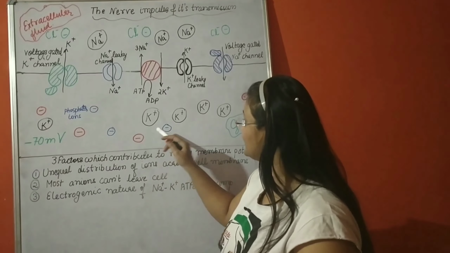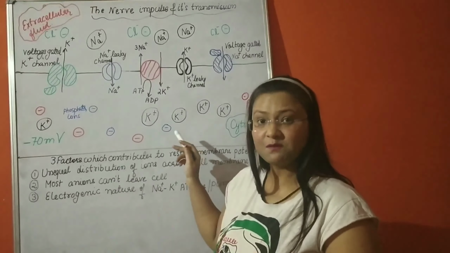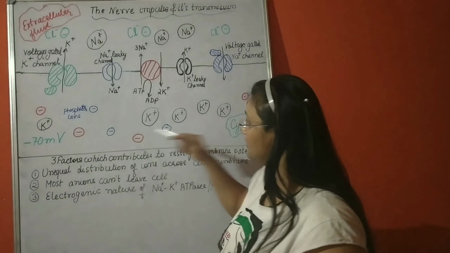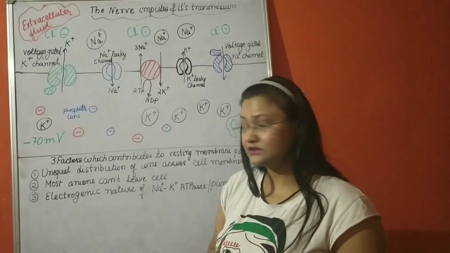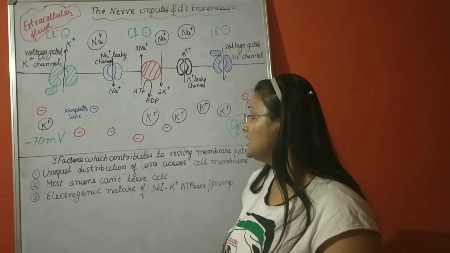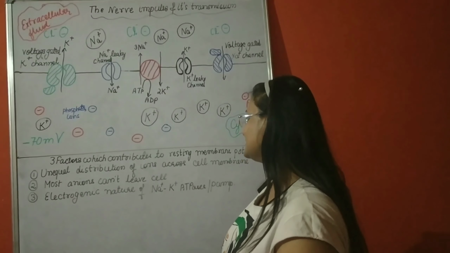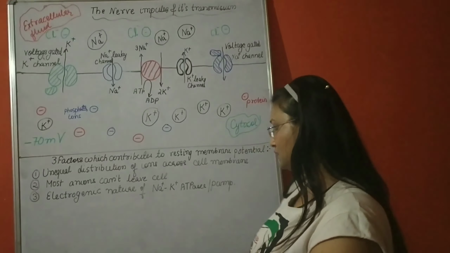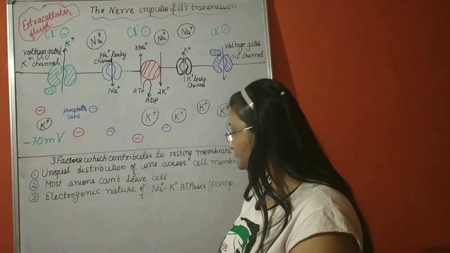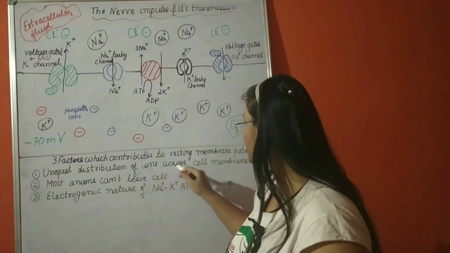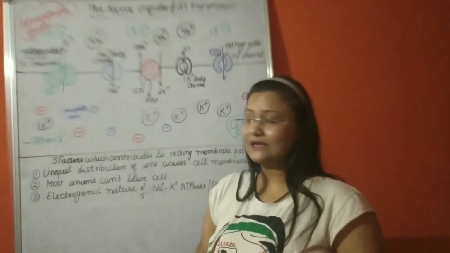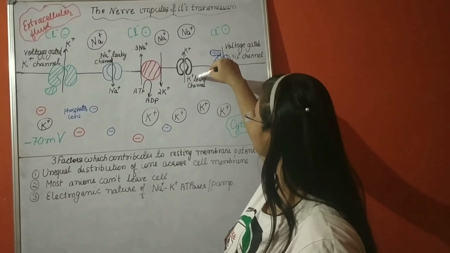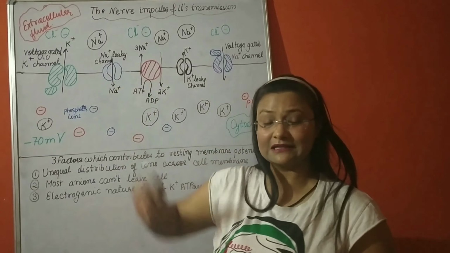Even though potassium is inside, which is positively charged, still the cytosol of the neuron is minus 70 millivolts. Now let us know the three factors which contribute to the resting membrane potential of minus 70 millivolts. The first thing is unequal distribution of ions across the cell membrane. Why is it unequal? Because there are some leaky channels. These are potassium leaky channels and these are sodium leaky channels.